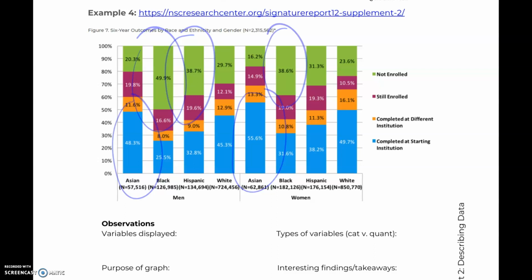One really neat thing about this graph is that in addition to having the percentages up here, we also have the total numbers. So we can see that we have 57,516 Asian men, we have 126,985 Black men, and so on. So not only are we seeing percentages, but we're still seeing the number of people within each group. Most of the times when we look at these stacked bar charts or bar graphs, we only see the percentages. Oftentimes they don't report the number of people within each category. So this is actually a very cool graph.